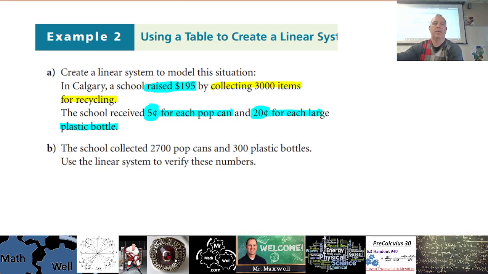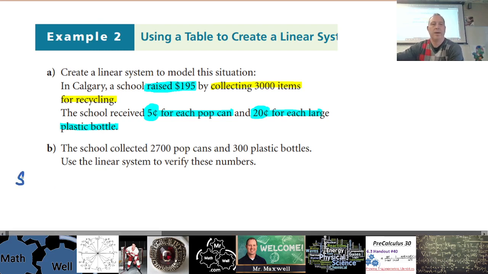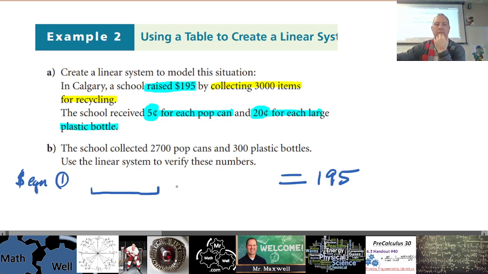So we're going to make an equation. All right, equation 1, I'll do it in blue. Equation 1 is a money equation. Money equation number 1. So that one is going to be a total of $195. And what does that come from? It comes from turning in the pop cans and the large plastic bottles. Okay, all right, well, pause.